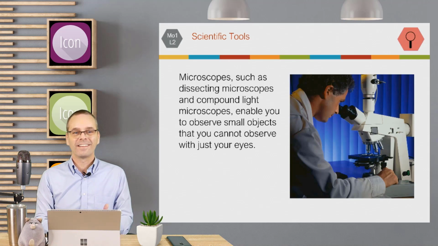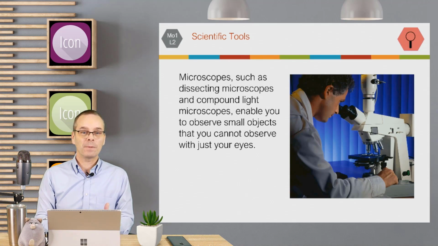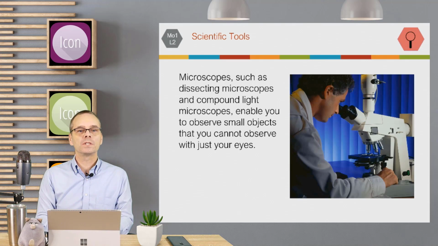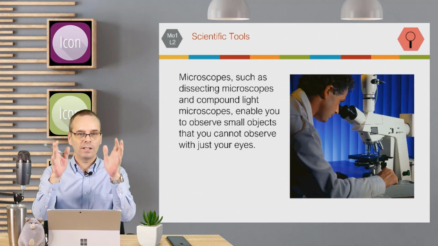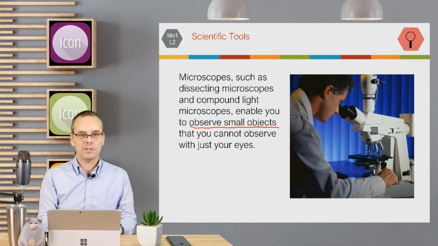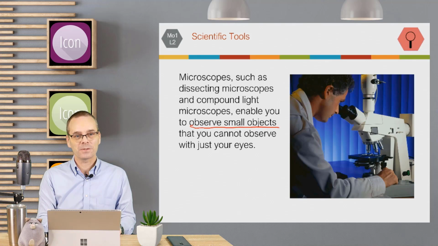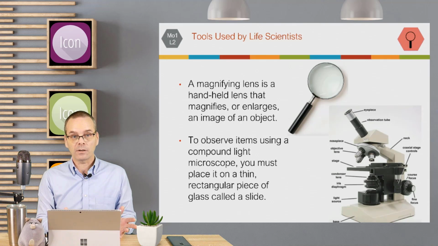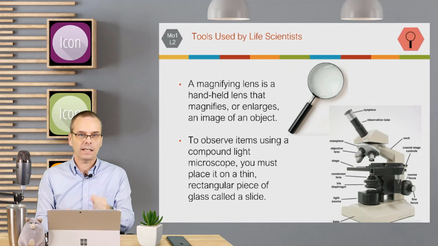And then, of course, everybody knows the tool, the microscope. Now, there are many different types of microscopes, and your school will have their own type. But basically, every microscope has one purpose, and we all know it's to observe small objects that we cannot see with our eyes. That's why we use microscopes. Now, if you don't have a microscope, or you don't need a microscope, simply just use a magnifying glass.